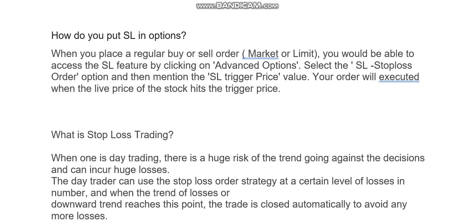How do you put SL in options? When you place a regular buy or sell order, market or limit, you can access the SL feature by clicking on Advanced Options, selecting the SL Stop Loss Order option, and then mentioning the SL trigger price value. Your order will be executed when the live price of the stock hits the trigger price.